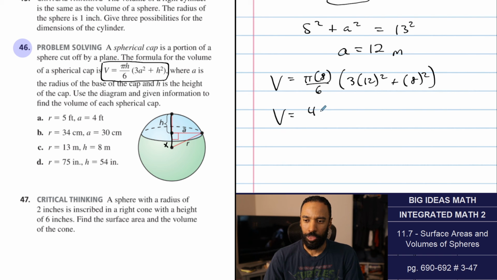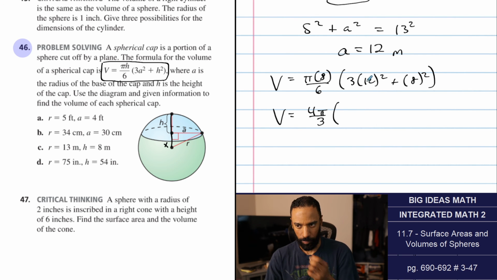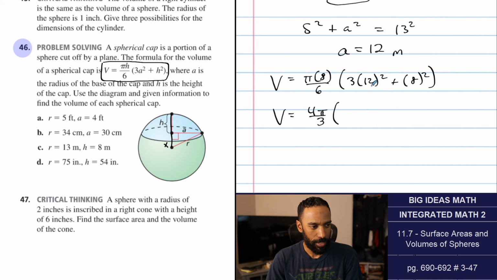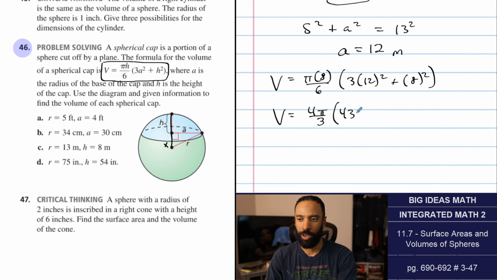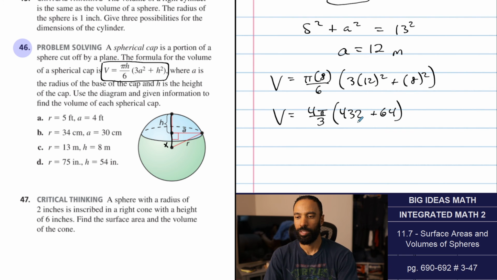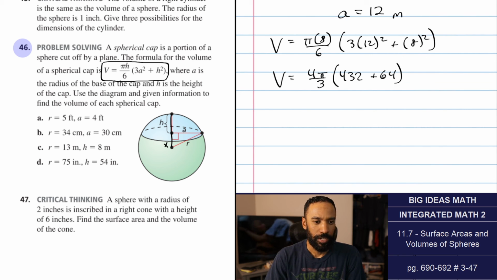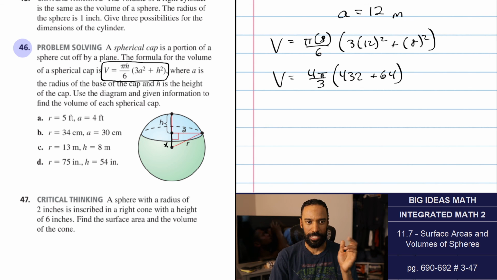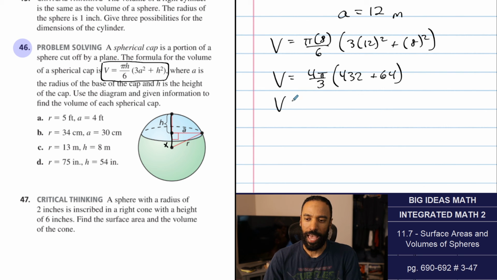So that's 4/3 pi, 4 pi over 3, times 144 times 3, 432. Yet I wrote a 3. 432 plus 64. So 432 plus 64 is 496 times 4 is 1984. Now 1984 I don't believe divides by 3. So I'll write that as 1984 pi divided by 3 cubic meters.